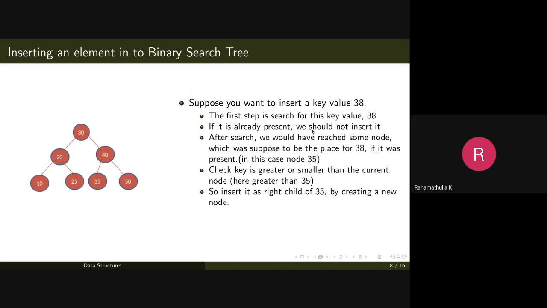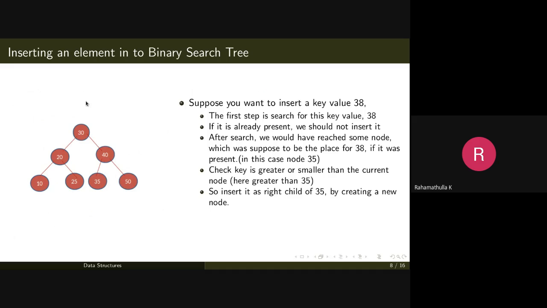So the first step is to search for this key value 38. Why? Because the binary search tree has a property that all the elements in the BST are to be unique. If it is already present, then we should not insert it again. So there should not be any duplicate elements. So the first step is we need to search for the key value 38.